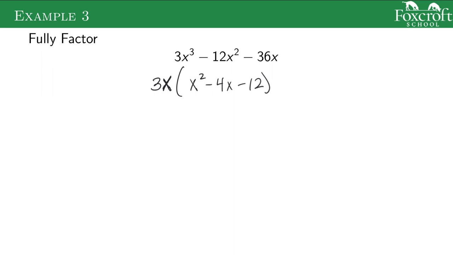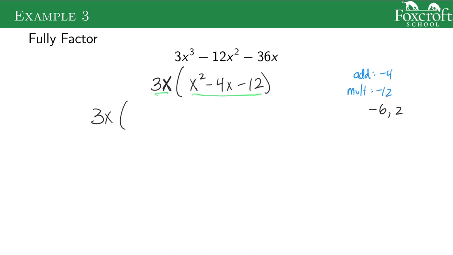Now this is as simple as I can get, but this looks similar to something that we did in the first example. So we're going to say, can we do the splitting method here? We would have to add to negative 4 and multiply to negative 12. Is that possible? It is possible if I choose negative 6 and positive 2. So there's going to be 3x.